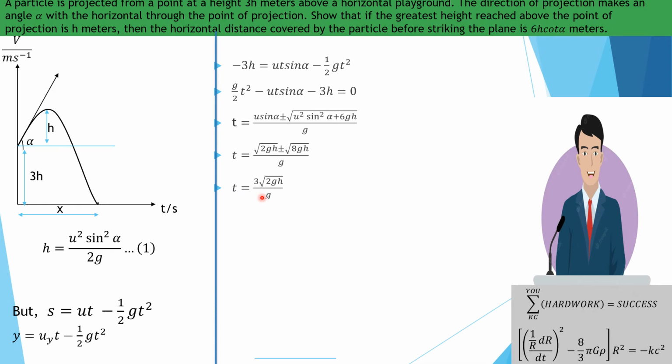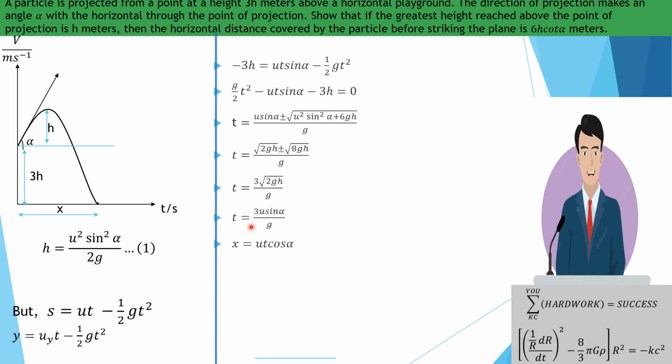Now if you want to write your time back in terms of u and sine alpha, remember that 2gh is u squared sine squared alpha, so the square root of 2gh will simply be u sine alpha. So in place of my t, I can actually write it as 3u sine alpha over g, if I want to write it back in terms of this. So that's the first part of the problem, but you have not still gotten the proof, so you have to go all the way to the proof.